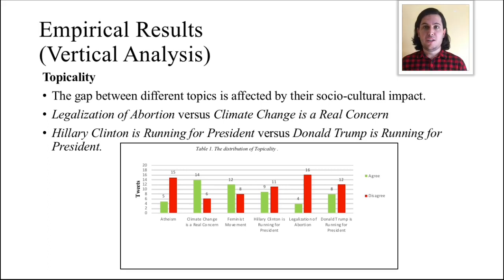Now, empirical results, vertical analysis. This is really interesting because here we're going to deal with the differences of a certain tag and the different labels that I used. So the gap that we can see between different topics is affected by their social cultural impact. As you can see, the legalization of abortion versus climate change is a real concern. You do have differences between both of them. On climate change is a real concern, you have 14 tweets in agreement, while for legalization of abortion, you have only four tweets in agreement.